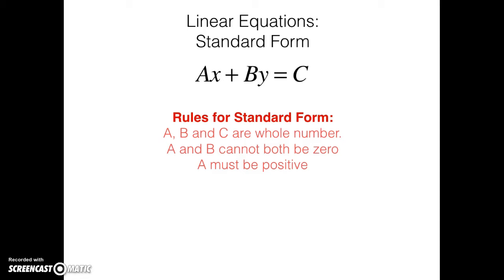A, b, and c are whole numbers, so that means no decimals, no fractions. A and b cannot both be 0 in the same equation, and a must be a positive number.